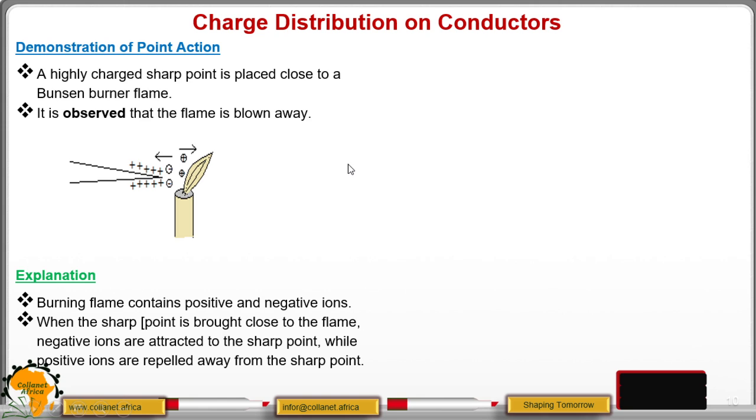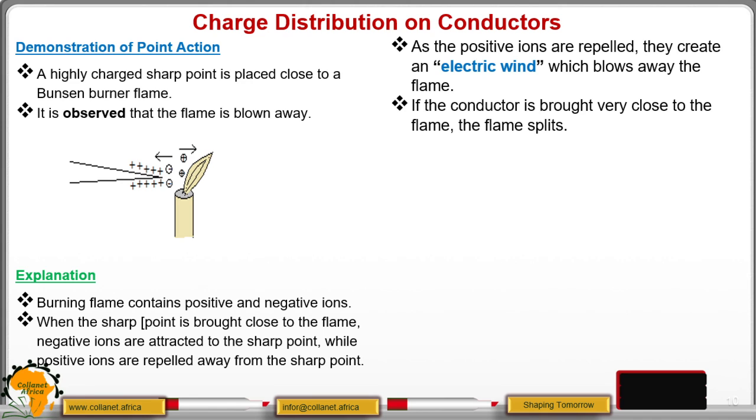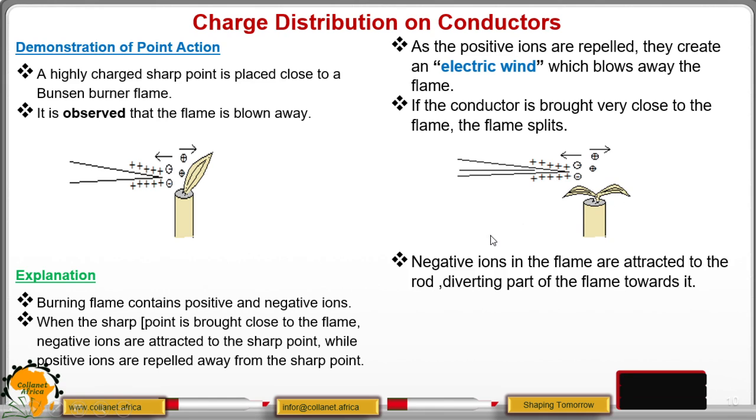And when they are repelled, they form what we call the electric wind. The positive ions are repelled and they create what we call the electric field or the electric wind, and this wind is the one that is blowing away the flame. Then from there, if the conductor is brought very close to the flame, you will find that the flame will split into two. What is happening?